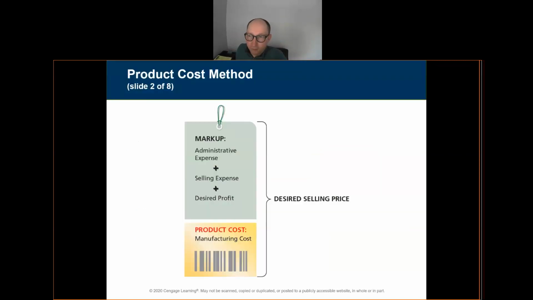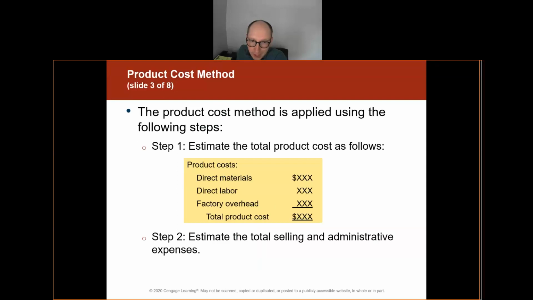And so what a lot of retailers do is they'll have their manufacturing price plus their markup. The markup will include things like administrative expenses, selling expenses, and desired profit. And that would be my desired sales price. I like that now.